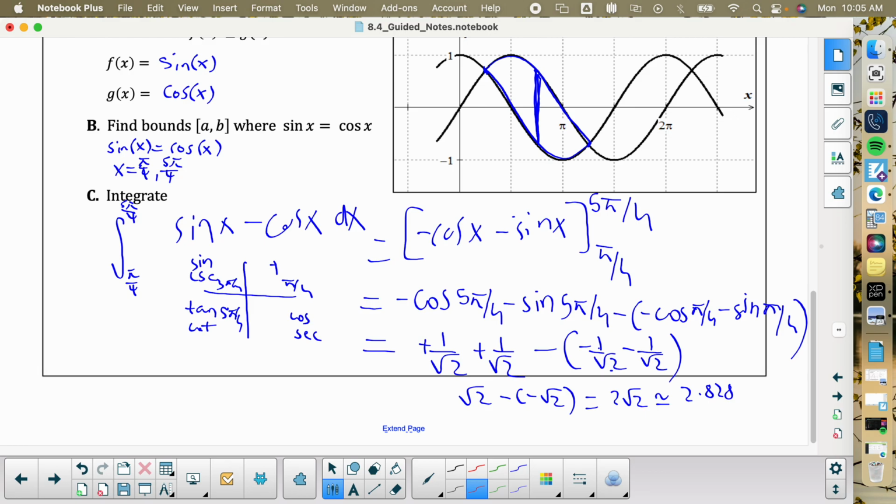Yeah, that's exactly right. I got 2.828. Yeah, that's what I got. It's 2√2. I was going to say it's 4 over √2, but that's the same thing. That's what I got, actually. Congratulations.